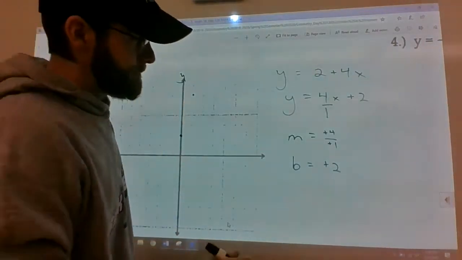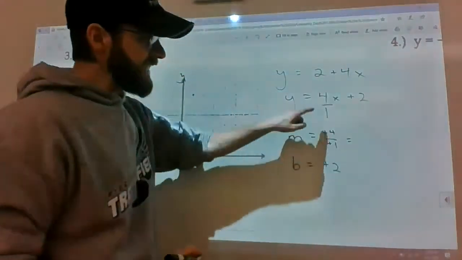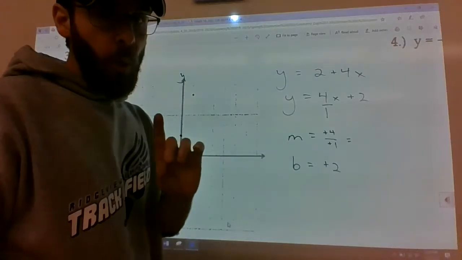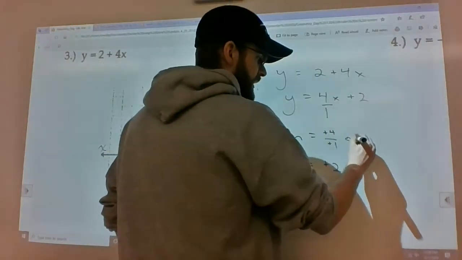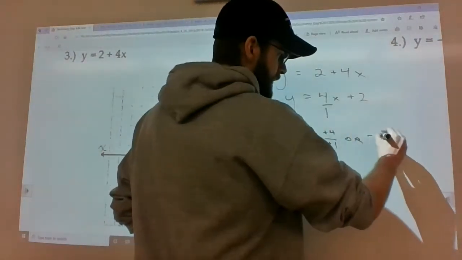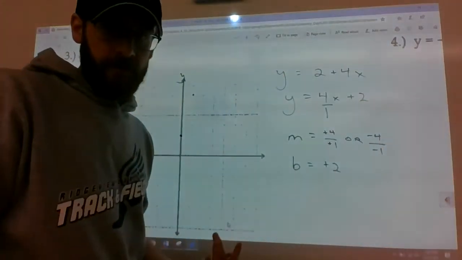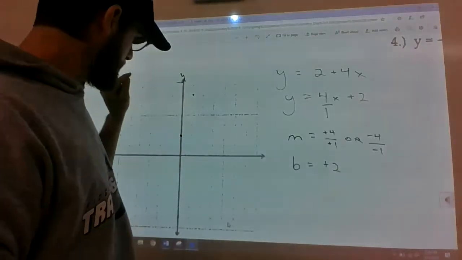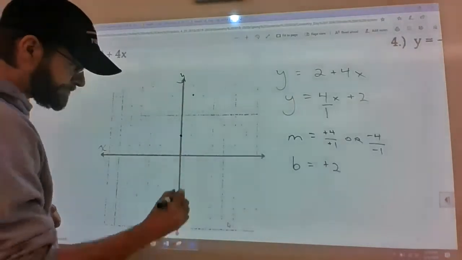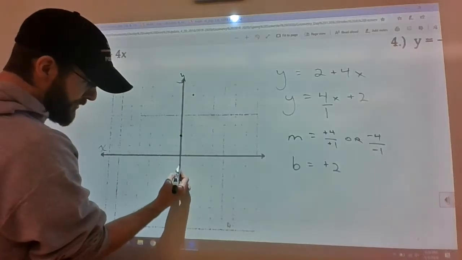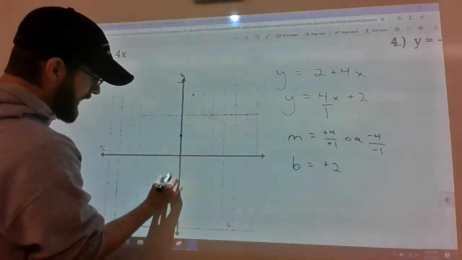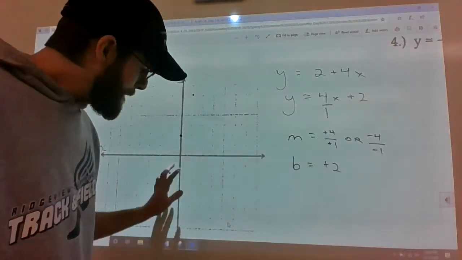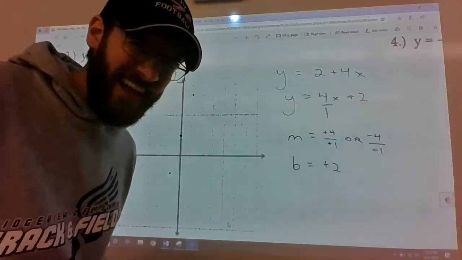Now note, to get a positive 4, you can take a positive 4 divided by positive 1. Or you could take a negative 4 divided by negative 1. That rate of change will give you the same points on this line. So I can go down 1, 2, 3, 4, and then I can go left 1, and that's still a point on that line. And I could plot a few others, but based on how grainy this graph is, I'm not going to go for it.